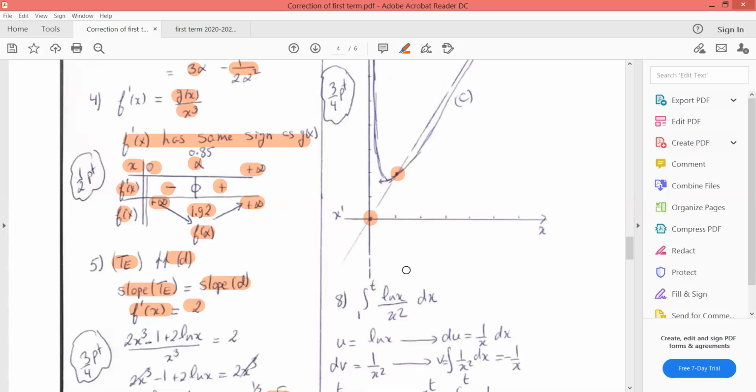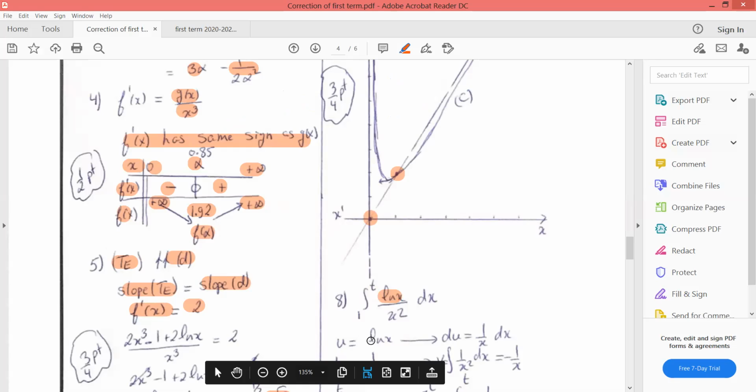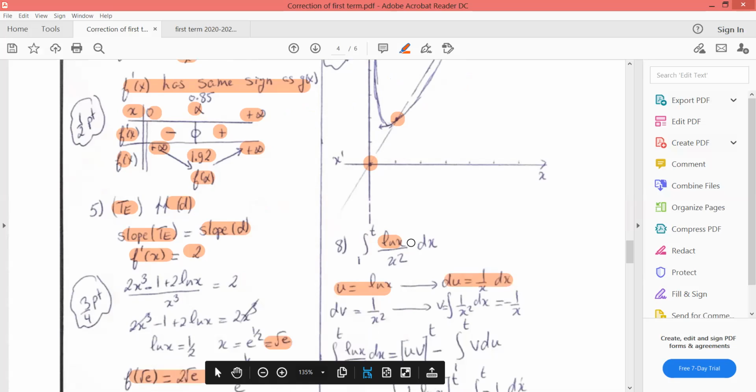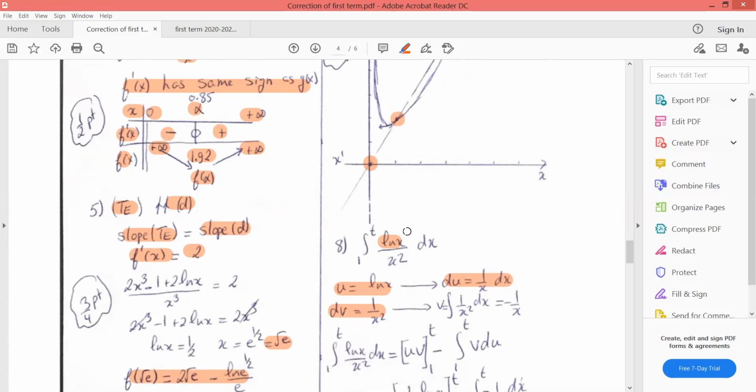So here I need to calculate the integral of ln x over x squared dx. I take u the ln part, ln x, du equals 1 over x dx. dv is the other part. What remains is not x squared, but 1 over x squared. dv equals 1 over x squared dx. v equals the integral of 1 over x squared dx, which is equal to minus 1 over x.